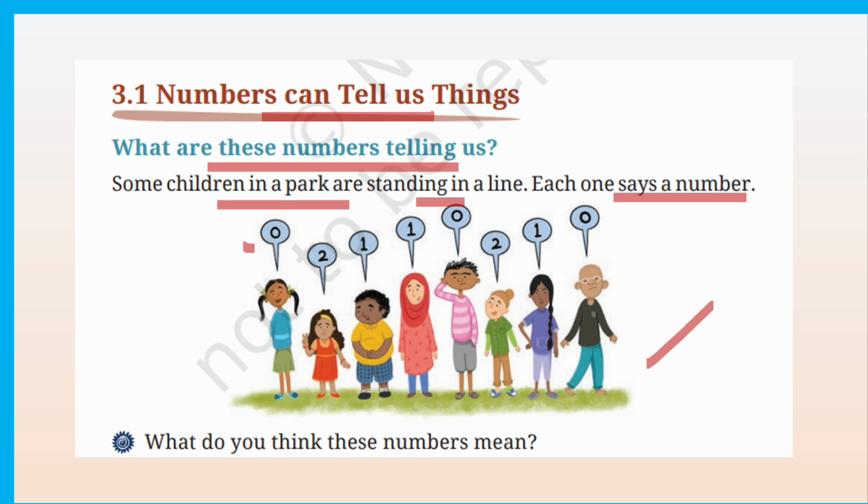You can see a number here. These numbers could mean something about them or their position. See, this girl has number 0. This girl has number 2. This boy has number 1. Similarly 1, 0, 2, 1, 0. What do you think these numbers mean? We are being asked to guess the meaning of these numbers.